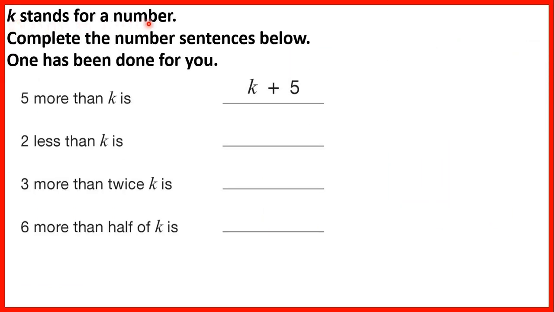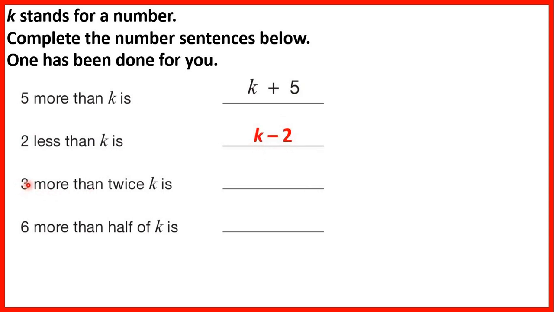K stands for a number. Complete the number sentences below. One has been done for you. So 5 more than k is k plus 5. That means 2 less than k is k minus 2.